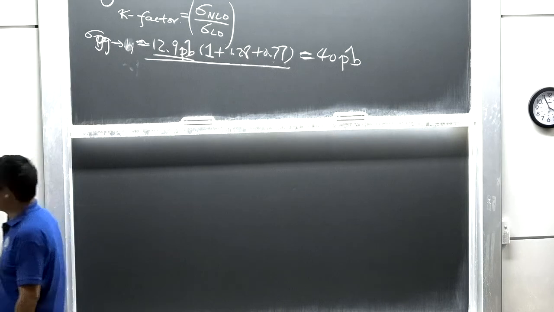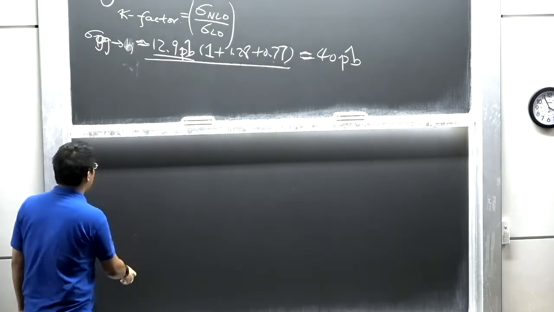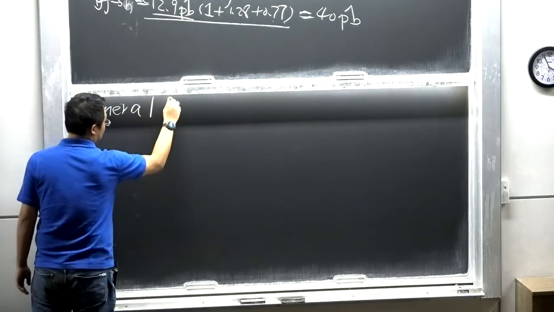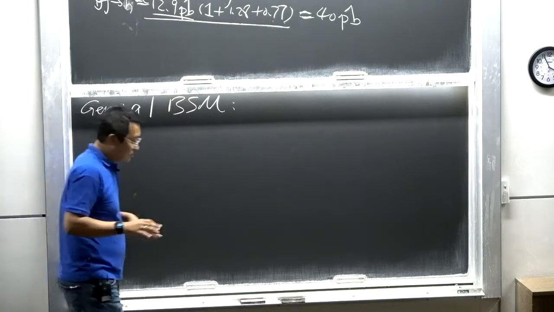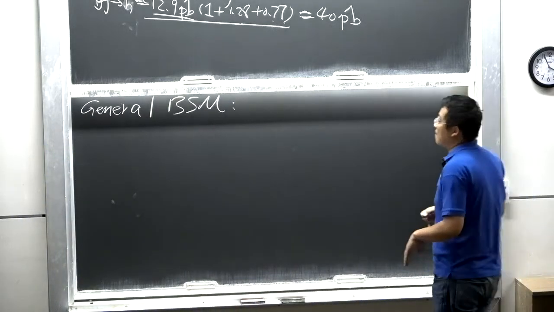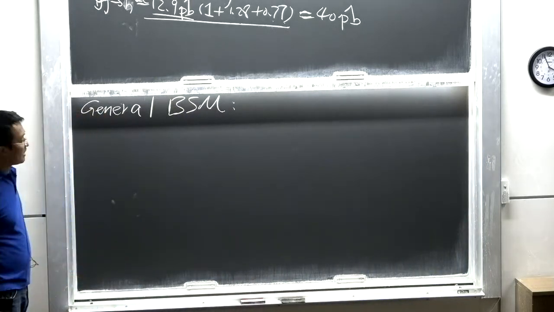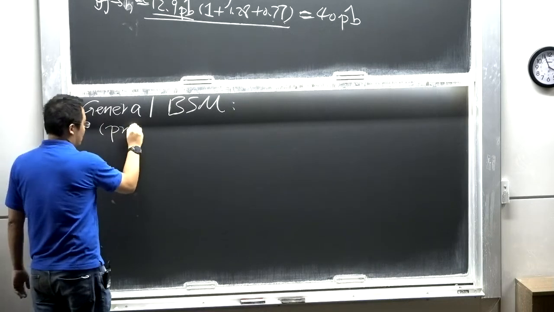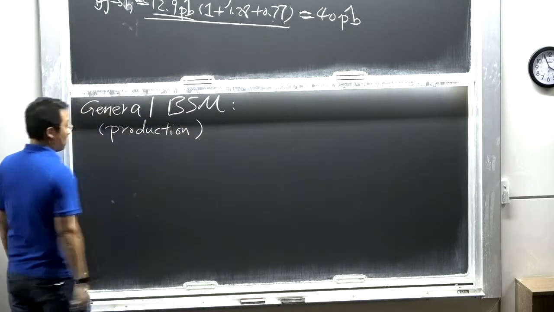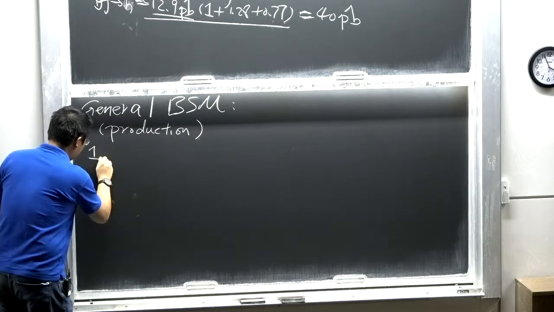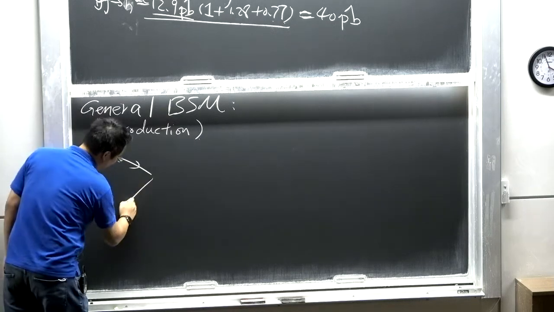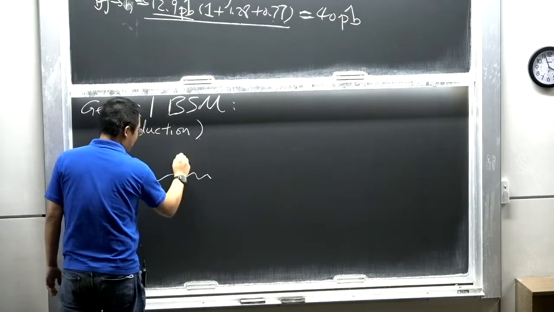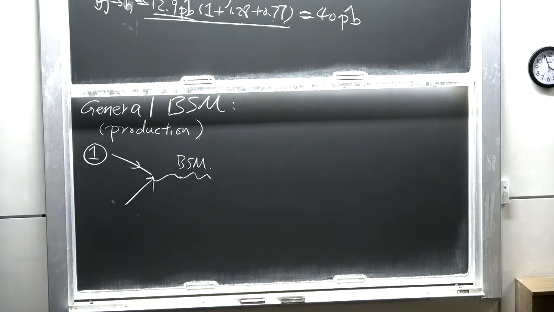So now let's step back and think about general BSM searches. I would like to sketch how we should think about BSM searches, by mainly classifying them through their production topology, the production mechanism of BSM. The simplest and leading one, the one we play with the most, is of course the resonance production. We have two incoming particles, and we try to produce a new particle, BSM, directly. And we want it to be a resonance. So this is the so-called simplest topology for BSM production.